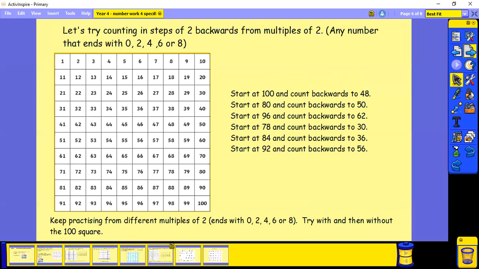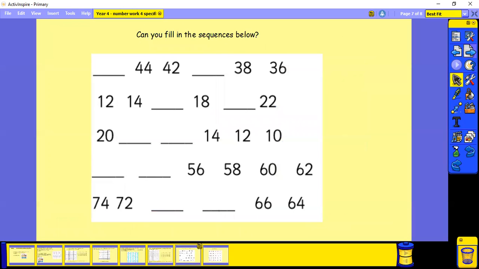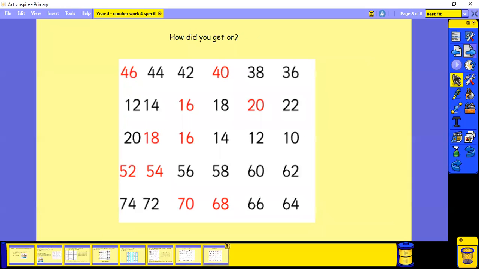So can you fill in the sequences below? Pause whilst you have a try. How did you get on? Pause whilst you mark. Well done.